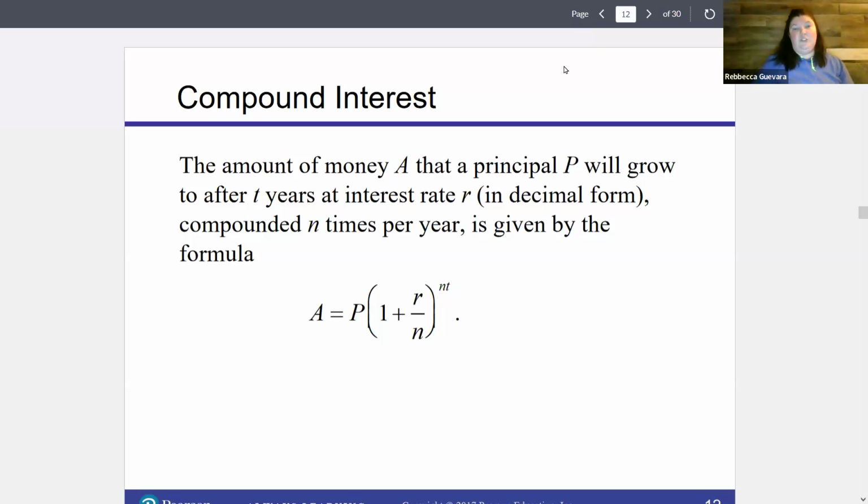So compound interest is a formula that uses an exponential equation. We always use this as it's a nice one to talk about, not just necessarily money growth, but lots of other things that grow this way too.